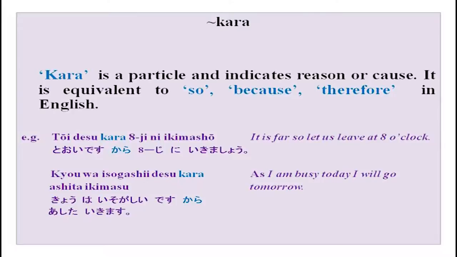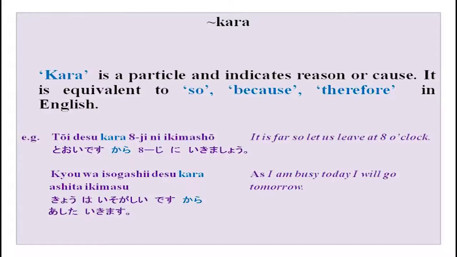Now, kara. We have done this a number of times, but this is just a slight revision. How to use it now for you? How to say different things in kara? How to use I adjectives? How to use verbs? So, well, kara is a particle and indicates reason or cause. And you will notice that the reason is given first in Japanese, and then whatever you are doing because of the reason given. Over here, you can see tōi desu kara, because it is far away, hachiji ni ikimashō. Let's go at 8 o'clock. Kyō wa isogashii desu kara, because I am busy today, thus ashita ikimasu, thus I will go tomorrow.